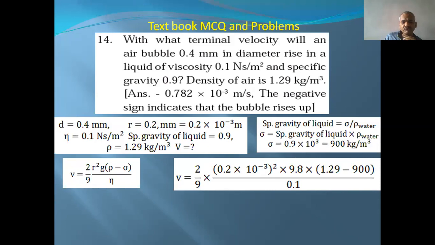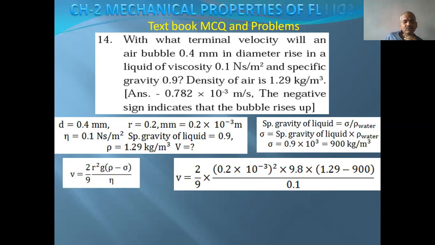In the expression, we use the density of a sphere. Here, instead of sphere, we consider the air bubble, and hence we take the density of the air bubble as rho 1.29, and this air bubble is moving through the liquid whose density is 900 kilogram per meter cube.